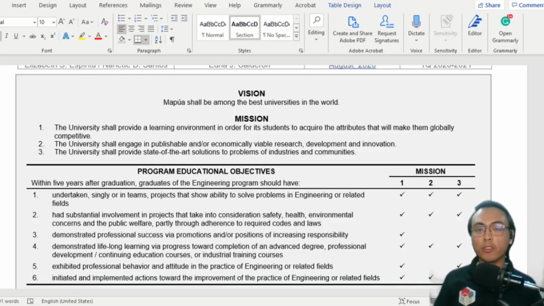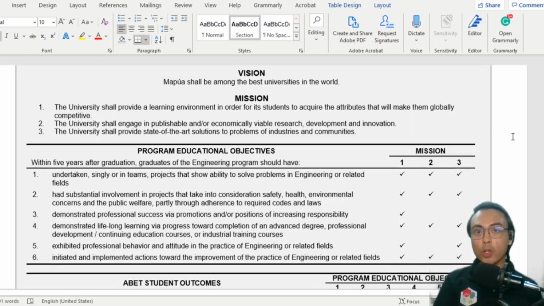Let's go through some of the important aspects of your syllabus. So first and foremost, the vision and mission of Mapua. You should memorize this vision and mission statements. By the way, I will be uploading a copy of your syllabus in Blackboard so that you would have a copy.